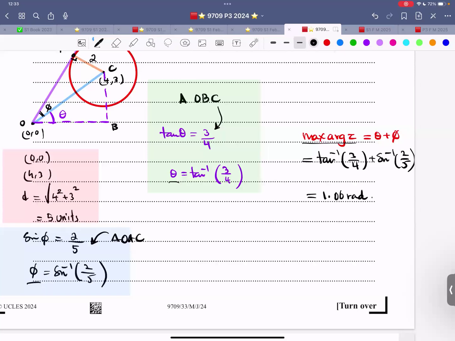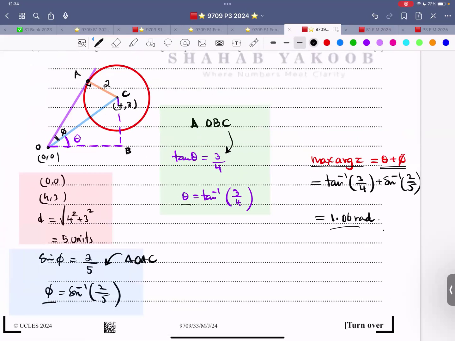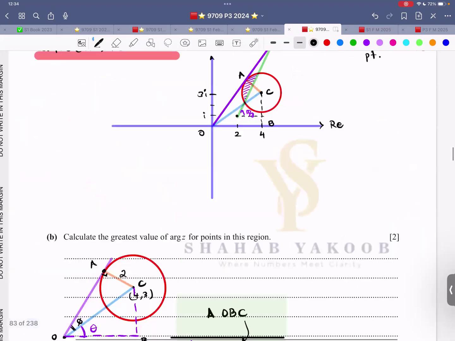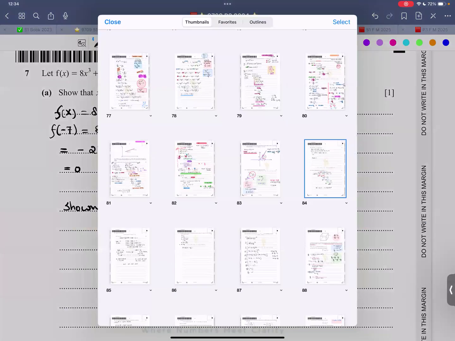So therefore, maximum value of argument of z is theta plus phi, and this comes out to be 1.06 radians. So it's a question that has appeared before also. So now how many questions are done? 6 questions are done. Now let me just go to the first page.